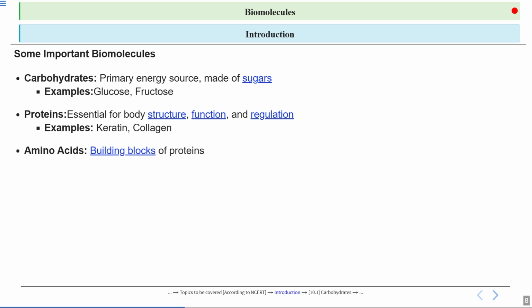Now, moving on to amino acids. They are the building blocks of proteins, just like bricks are used to build a wall. So amino acids join together to form different proteins in our body. Some examples of amino acids are alanine and arginine. So these are some important biomolecules: carbohydrates, proteins, amino acids.